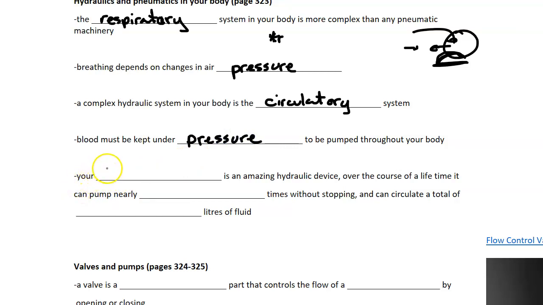Our heart is an amazing hydraulic device. Over a lifetime, it will pump nearly 4 billion times on average without stopping, and a total of 500 million liters of fluid goes through the heart in a lifetime. Absolutely fantastic.